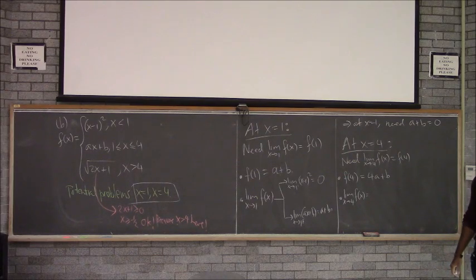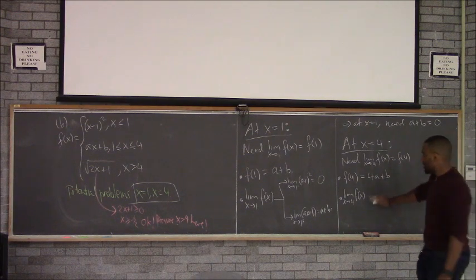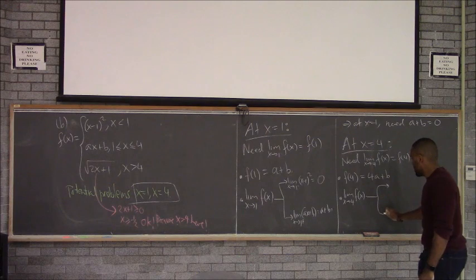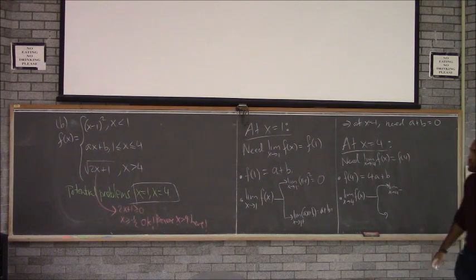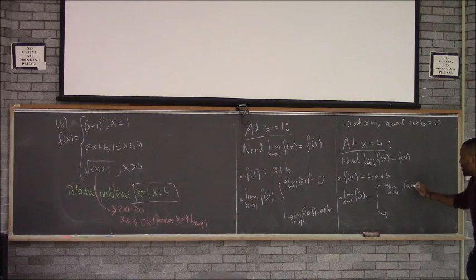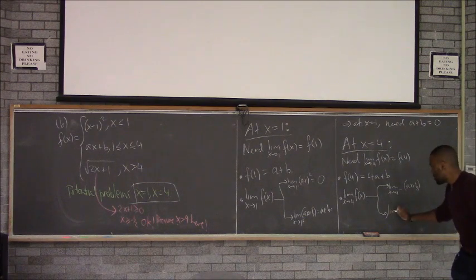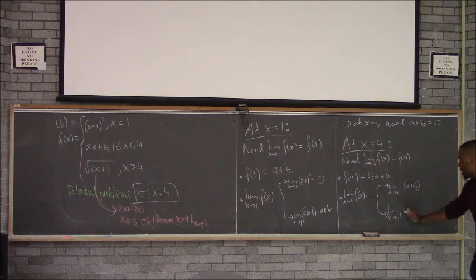You have to examine from the left hand. Yeah, you need the left and the right examination again, right? So when we're coming from the left, what function is in play? The ax plus b. When I'm coming from the right, what function is in play? The radical. Now, this one is going to be 4a plus b. This one is going to be what? 3.